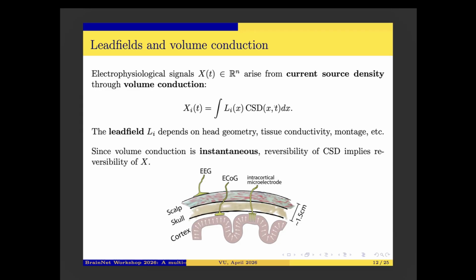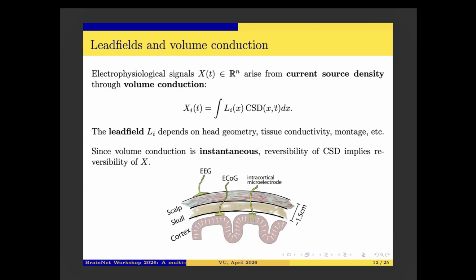And so this L, this forward operator, depends on the geometry of the cortex and the different tissues and their electrical conductivity, but also on the type of electrode and, for example, the reference scheme, the montage that you use for the recordings. So if you change the reference scheme, you get, in principle, different signals with different dynamics. However, here you can see that this forward operation is linear.